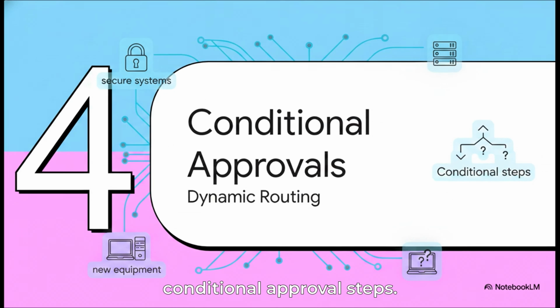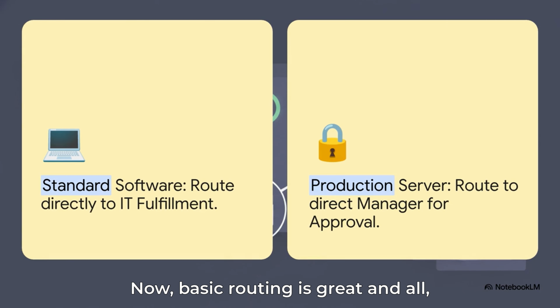Section 4. Adding conditional approval steps. Now, basic routing is great and all, but what about sensitive stuff, like accessing secure systems or buying new equipment? For that, we need dynamic routing. And this brilliantly illustrates how conditional branching comes into play.